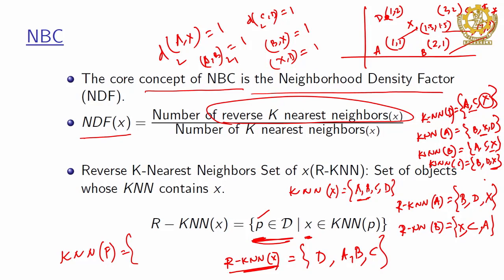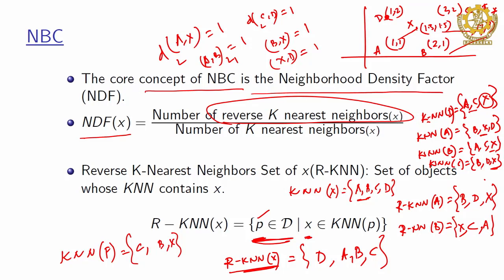So then the closest point from 7 7 is C. The first closest neighbor is C, then the second closest neighbors are at the same distance, so you have to take both. So then the points will be B and X. So that is the kNN.